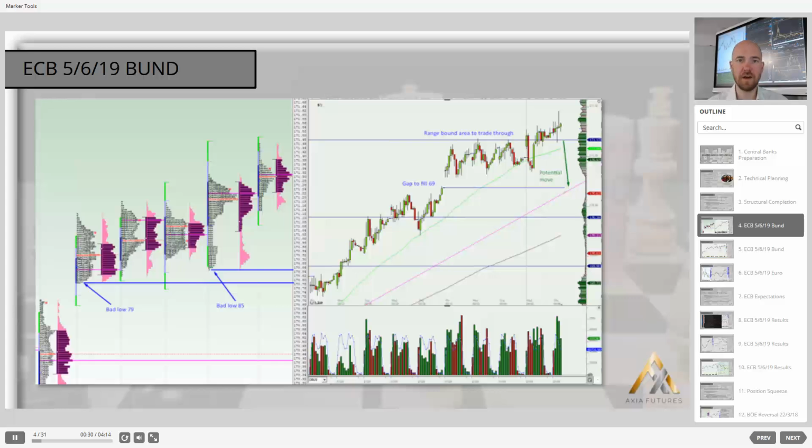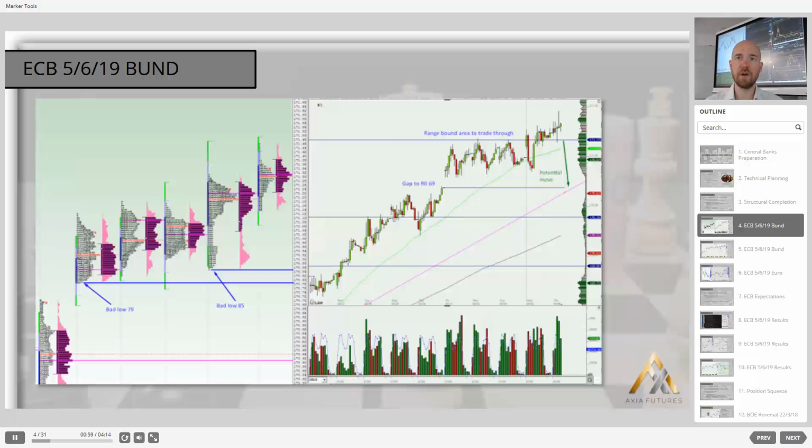So we'll go and have a look at both of them in terms of building up that technical play of how you would want to execute it, where you would want to execute that trade, and then also what potentially could be said that would give you that as a potential trade. So let's start off with the bund. Now you can see from the chart here, what I've got is a profile chart on the left and an hourly chart on the right.